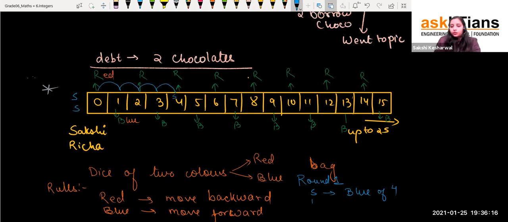Now this is the turn of Richa. Richa again gets a blue die, of 3. So where is the position of Richa? Richa will go 1, 2 and 3. Richa will be here and Sakshi will be here. Now they have both moved forward.